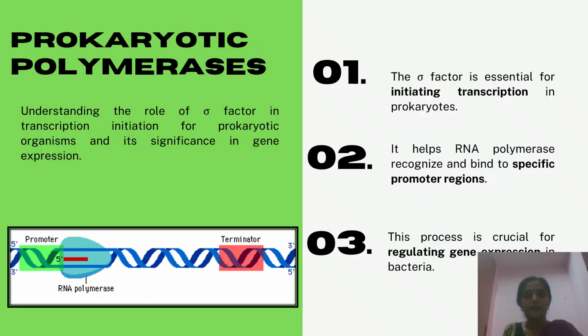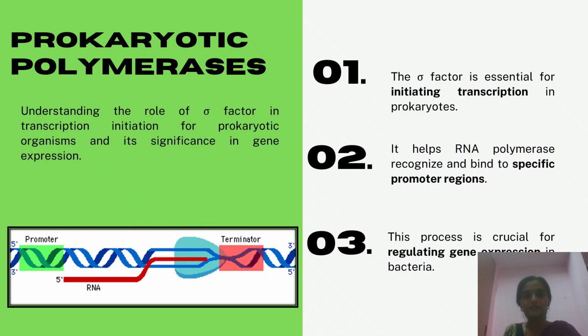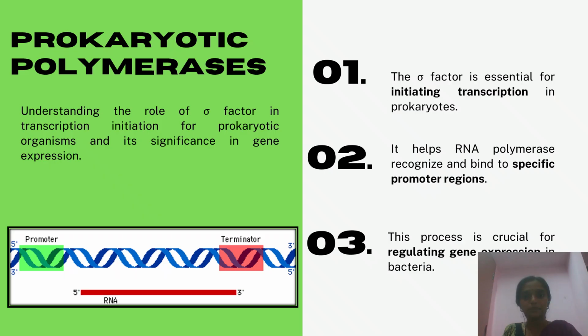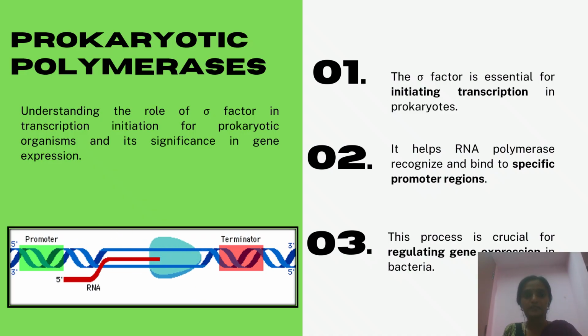Prokaryotic polymerase. In bacteria, RNA polymerase generally needs a sigma factor during the start of the transcription process. In prokaryotes, which means in bacteria, the sigma factor helps the enzyme find the correct promoter region on DNA. This ensures the correct genes are switched on at the right time.